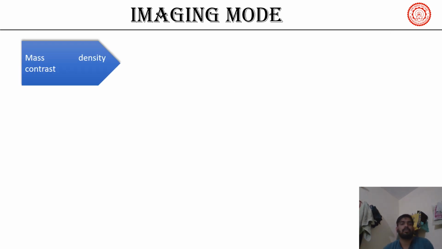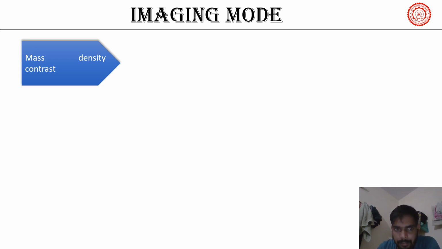Now coming to the imaging mode. First, let us discuss contrast. What is contrast? This is what we first have to know before going to the different types of contrast. Basically, contrast is the difference in intensity of two closely spaced points. And the quality of an image is basically decided by the contrast.